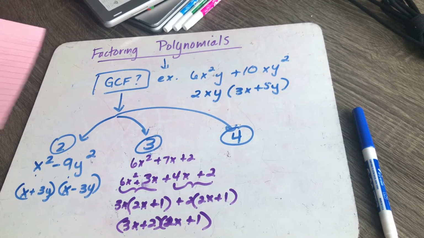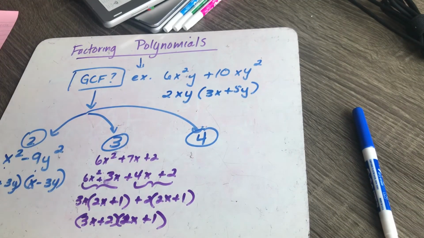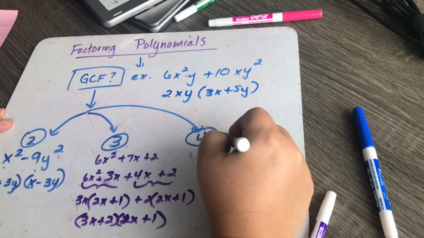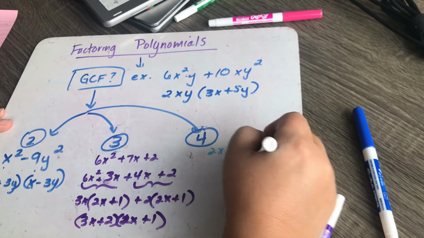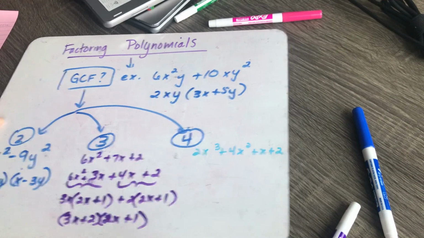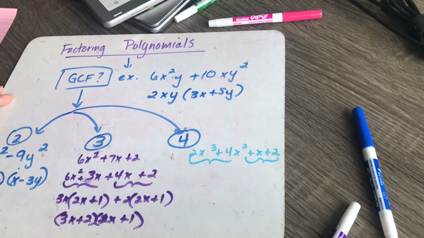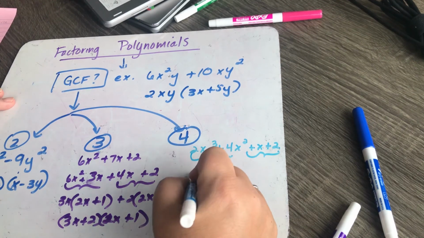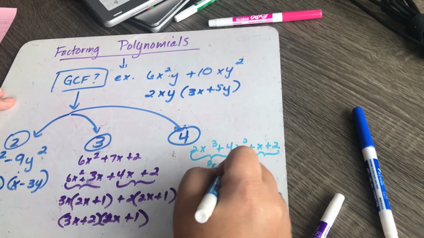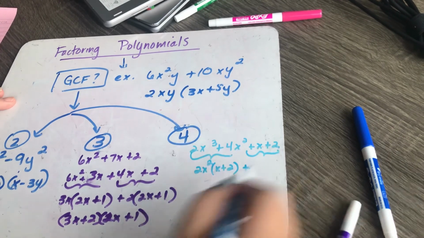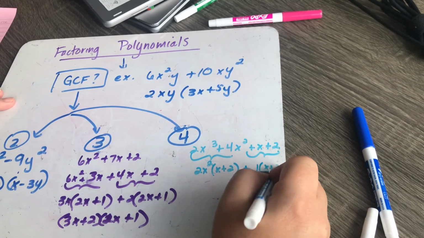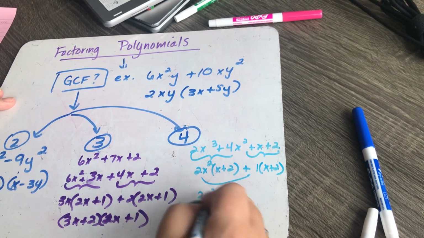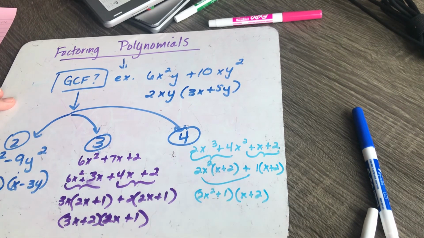What if I have 4 or more terms? This is when you group them together. So here I have 2x to the third power plus 4x squared plus x plus 2. Remember, group them together. So 2x to the third plus 4x squared, I can pull out a 2x squared. I'm left with x plus 2. And the other group is already x plus 2, so I'm just going to pull out a 1, x plus 2. Put these two together, 2x squared plus 1 times x plus 2. Perfect.